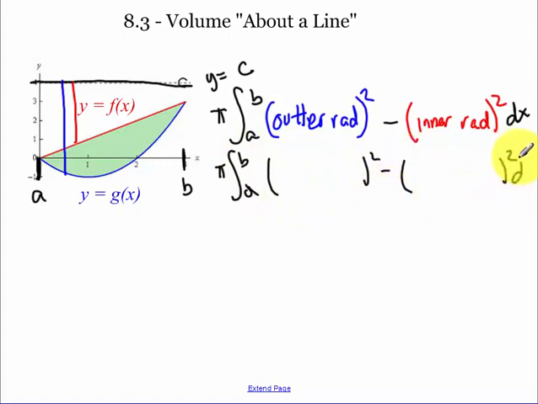I'm just getting my setup ready. Our outer radius is the line and then our function. So the line minus the function, because this area would technically be negative and I need to make it positive. So line minus our function. And then our inner radius is the whole line minus these function values. So again, line minus our function value. Now this is if everything was in terms of x.